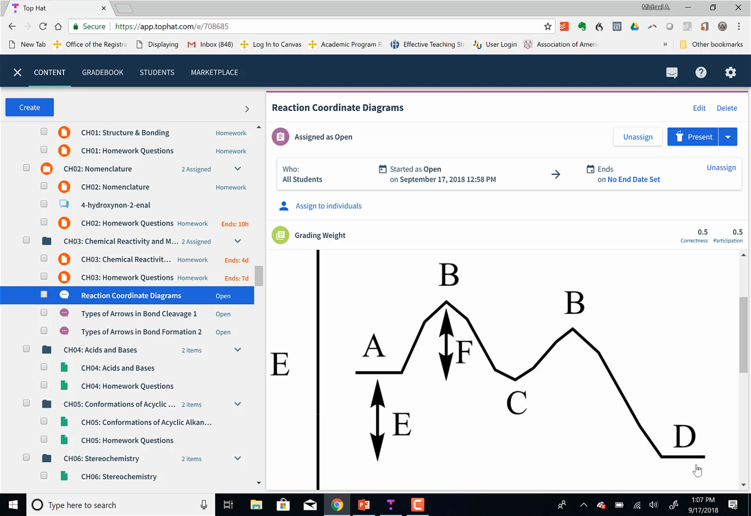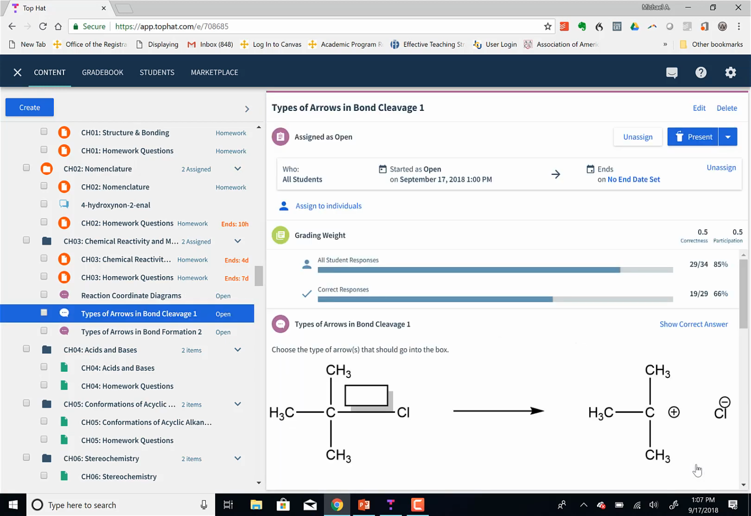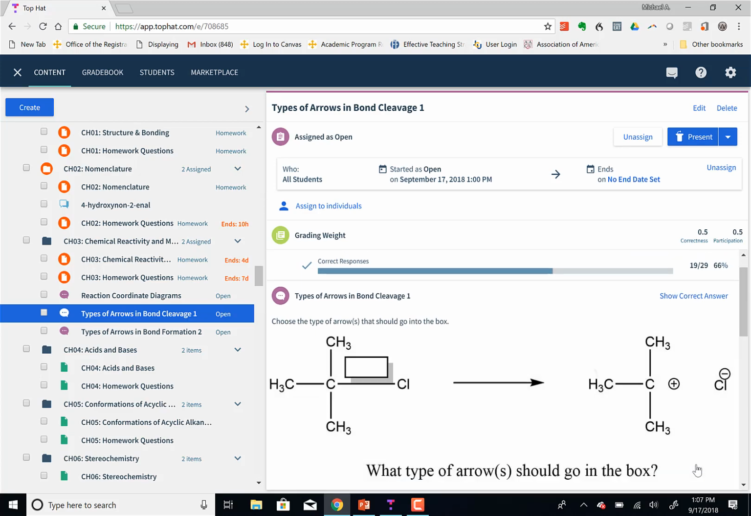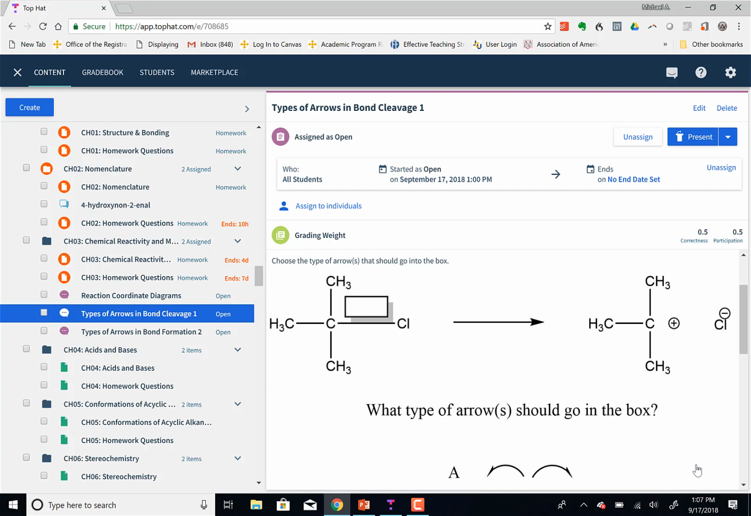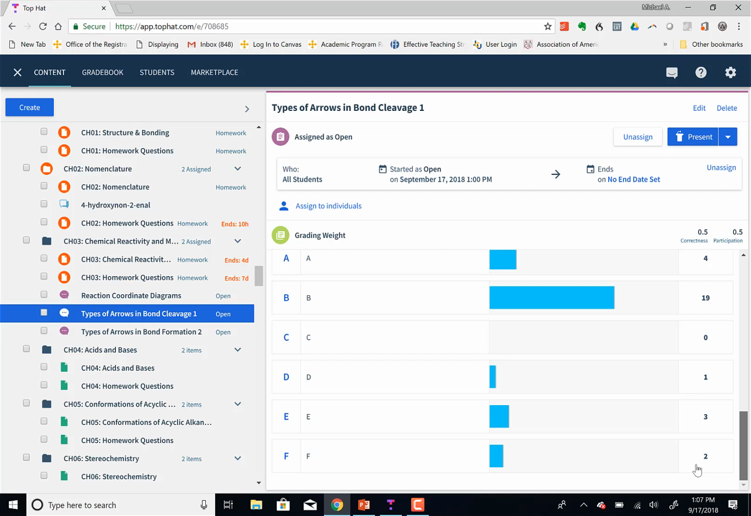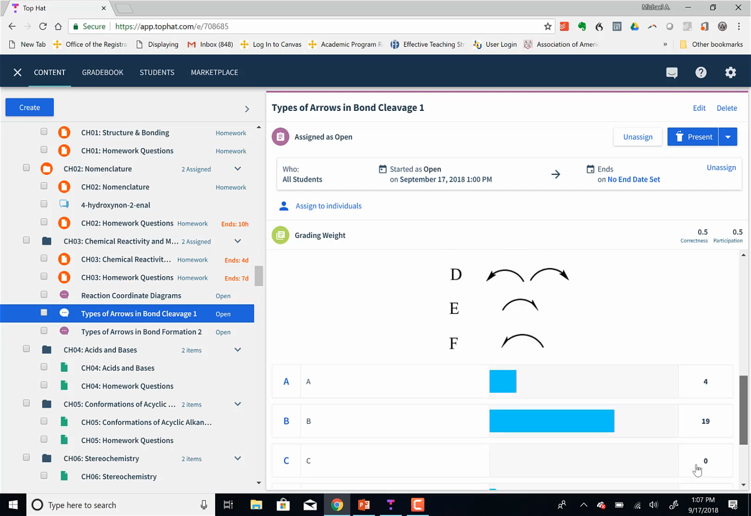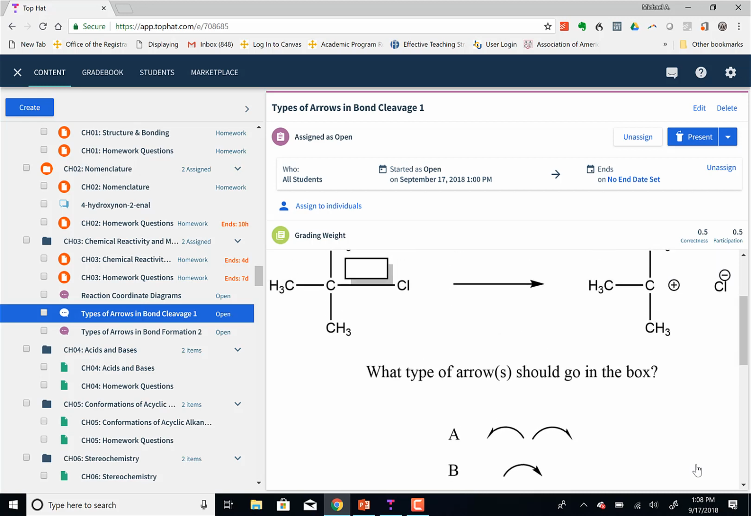So then the next question is dealing with, there's two ways to cleave bonds in mechanisms. This was the first one. So when we're going to cleave the carbon-chlorine bond, I need to put one or multiple arrows here to show how the electrons are moving. And let's see what we got as an answer. All right, most people put B, that single arrow. So why?